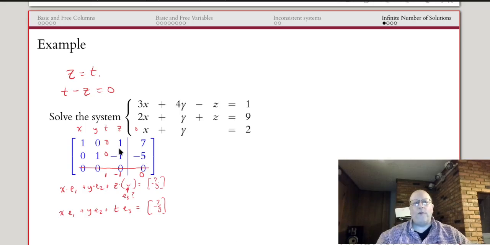So let me walk through what's going to happen here. T and z are the same. So I'm going to rewrite this equation as x, instead of plus z is equal to 0, I'm going to say x plus t, I'm sorry, not 0, 7. And then y minus t is equal to negative 5. And z is equal to t, or z minus t is equal to 0, either one, because they're the same.